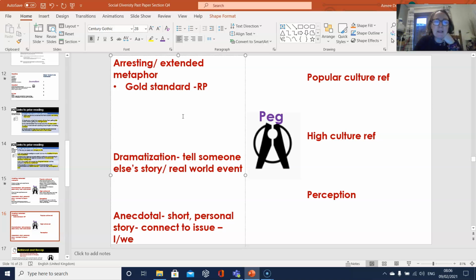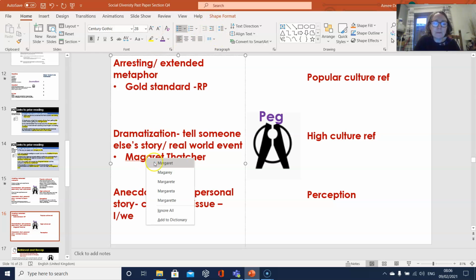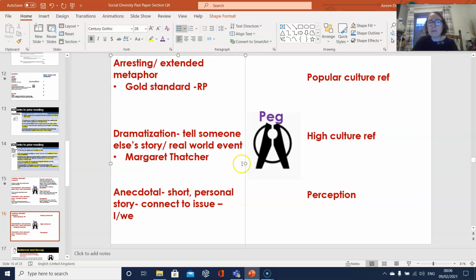Now, similarly in that one, they talk about somebody by name. Now, she is famous. She is a bit of an icon. But they tell someone else's story very briefly. They tell the story of an MP who changed the way they spoke. Who did they mention? She was the only female Prime Minister, girls. Good. They talk about Margaret Thatcher.